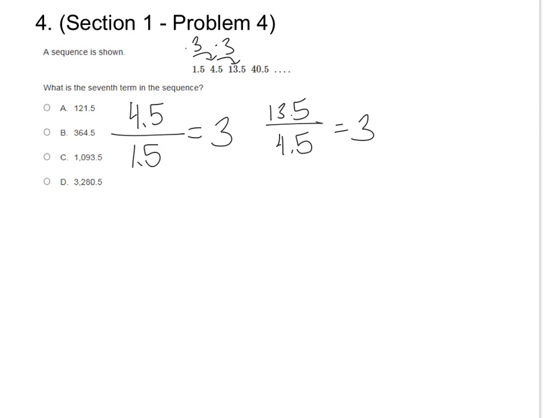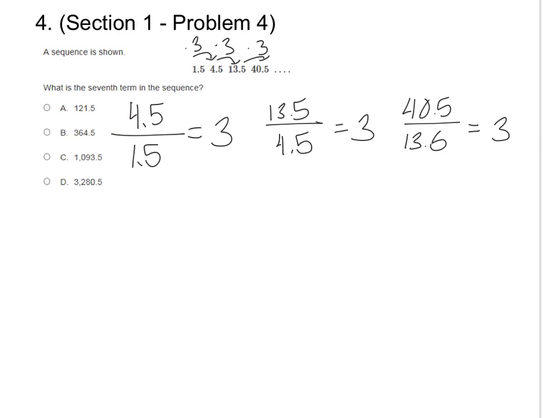So if I take my 4th term, which is 40.5, and divide it by the term before, which is 13.5, I get 3 also. So 13.5 times 3 gives me 40.5. So this is a geometric sequence. So it shows that my common ratio is 3, so I multiply a term by 3 to get the next term. Now, the question says, what is the 7th term in the sequence?